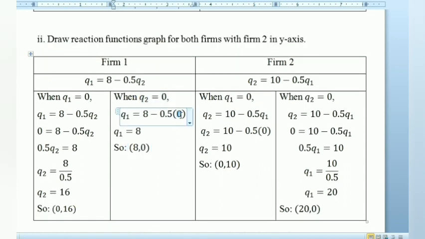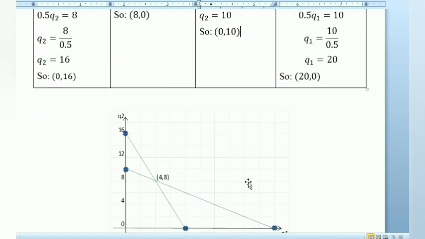Then we assume Q2 equal to 0. Substituting Q2 equal to 0, we get 8, so the coordinate becomes 8, 0. For firm 2, we also assume Q1 equal to 0, and we get Q2 equal to 10, so we get 0, 10. Then Q2 equal to 0, we divide by 0.5, and we get Q1 equal to 20. So we get the coordinate 20, 0.